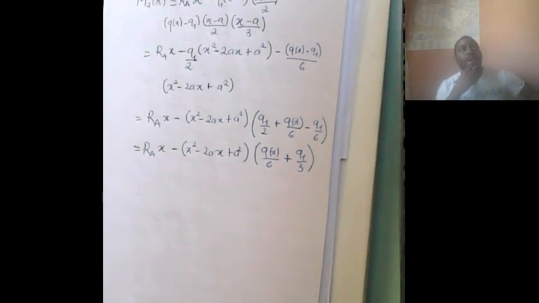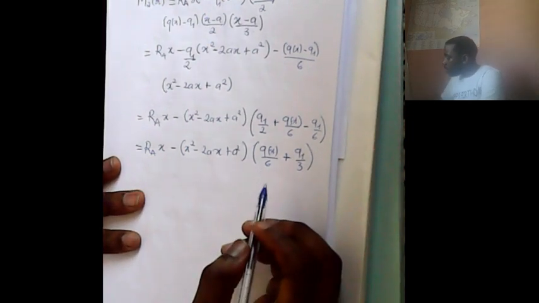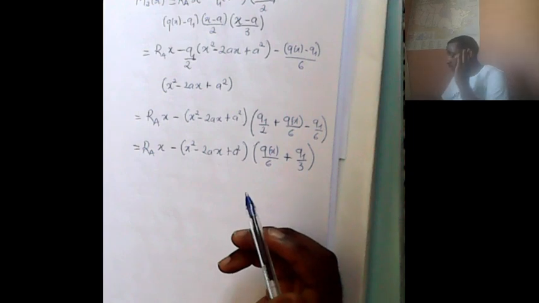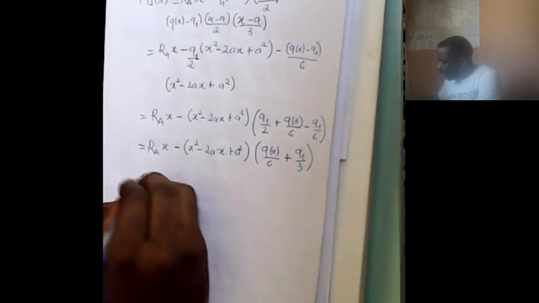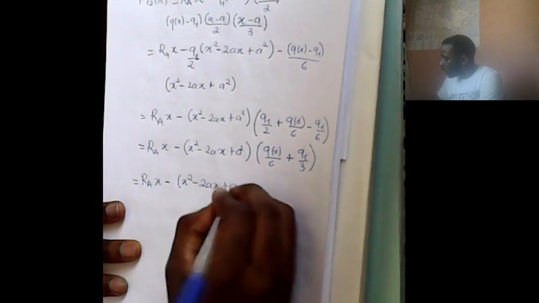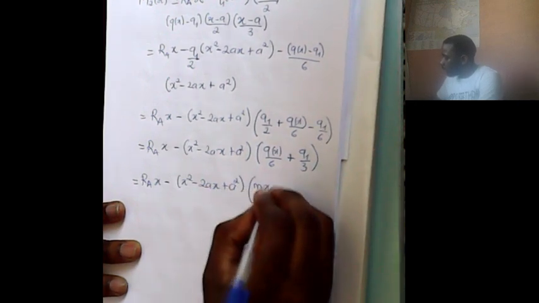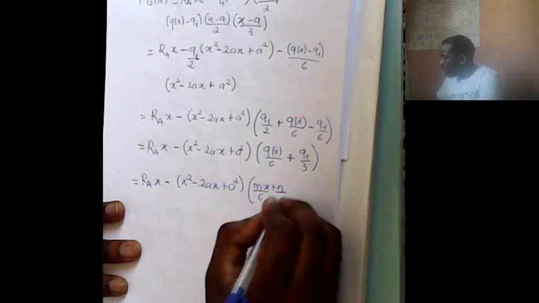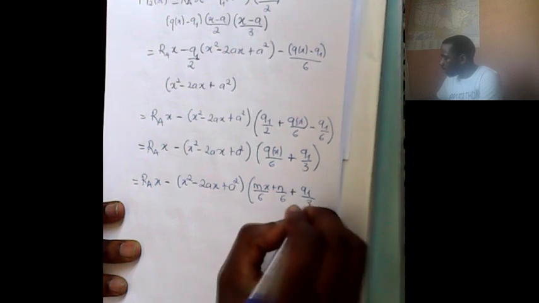At this juncture, I want to replace m(x) by mx plus n. But I'm trying to see the right place to do that. Is there a way for us to multiply polynomials in MATLAB directly? Anyway, let's just go. I'll replace and then, okay, whatever it gives. So we'll have rax minus x squared minus 2ax plus a squared into mx plus n, let me say here on 6, plus 1 on 3.